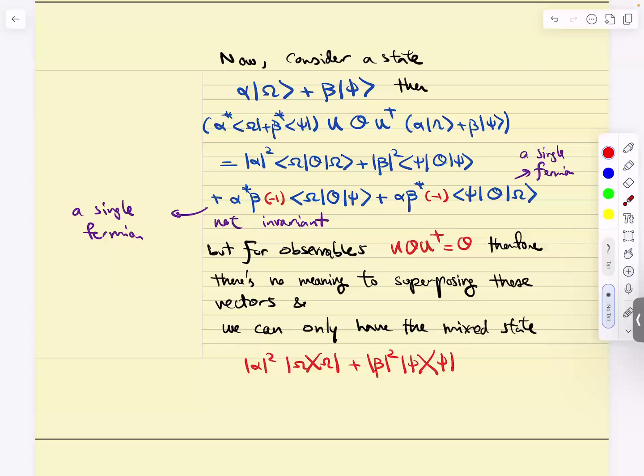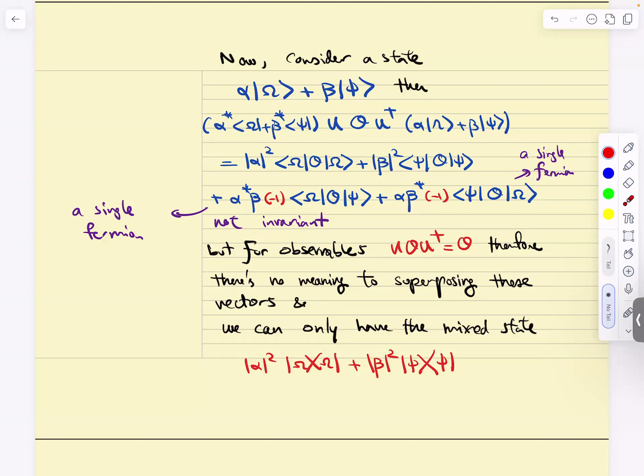So what do you conclude? From this, you conclude states with different fermion numbers, or states with different charges, quantum numbers that are charges, cannot be superposed. There is absolutely no physical meaning to superposing the vacuum state plus a state with a single fermion, simply because that state is not invariant under rotation by 2 pi. That's just pure mathematical fantasy.